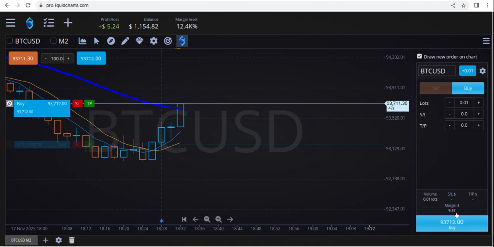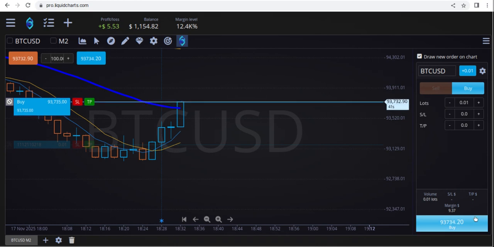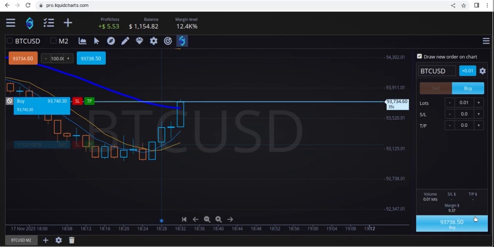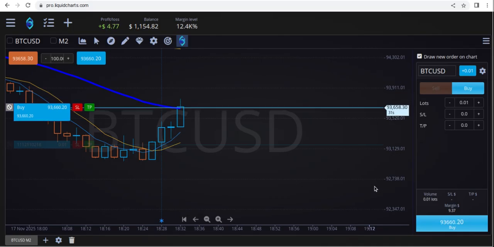If it's $9 margin, I'm up $5. I've almost made one of my lot sizes already back. You see what I'm saying? If I was trading with just $10, I would have made my money back. I would have doubled my account. And that's the beauty of this. That's what makes this so gorgeous.